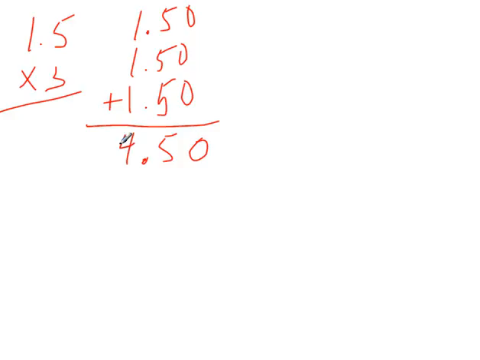Well, 3 times 5 is 15. Let's use a different color. So 3 times 5 is 15. We'll put one group up here. Three groups of 10s is 30, plus one more is 4. Now I get the answer of 45. I wish to have the answer of 4.5.